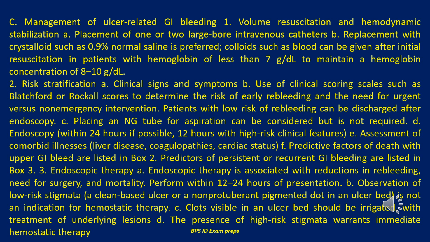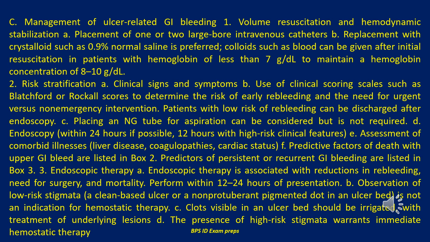Endoscopy should be done within 24 hours if possible. Consider doing it within 12 hours in patients with high-risk clinical features. E. Assessment of comorbid illnesses, like liver disease, coagulopathies, and cardiac status. F. Predictive factors of death with upper GI bleed are listed in Box 2. Predictors of persistent or recurrent GI bleeding are listed in Box 3.